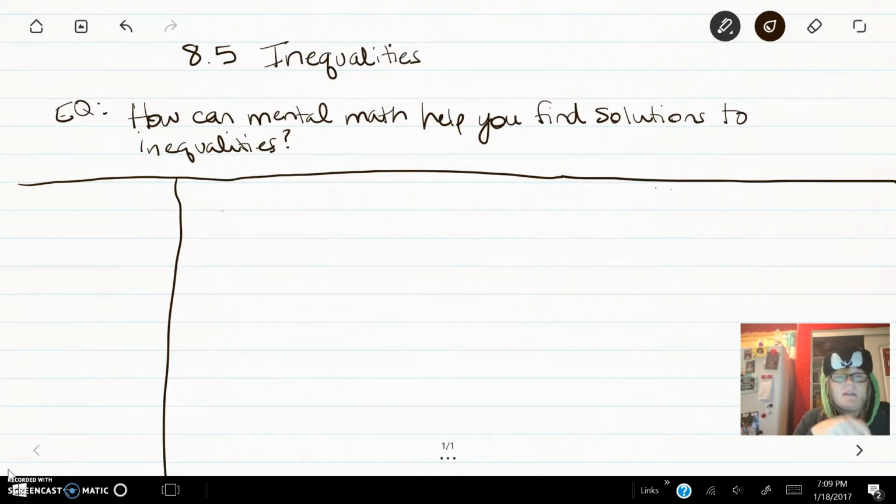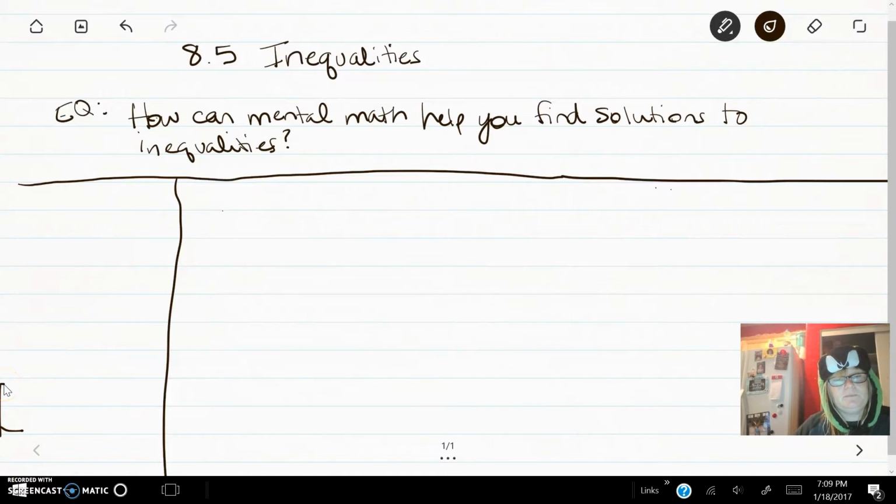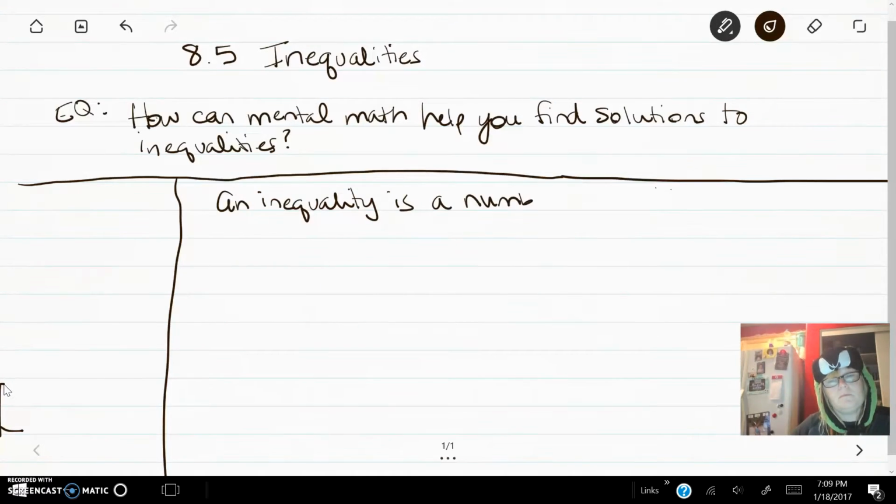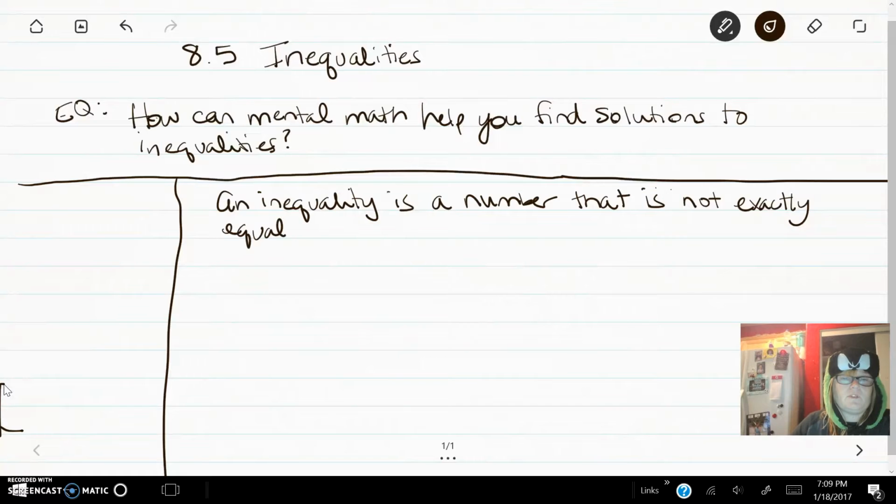So our essential question is, how can mental math help you find solutions to inequalities? Well, first of all, we've got to figure out what an inequality is. An inequality is a number that is not exactly equal to another number.